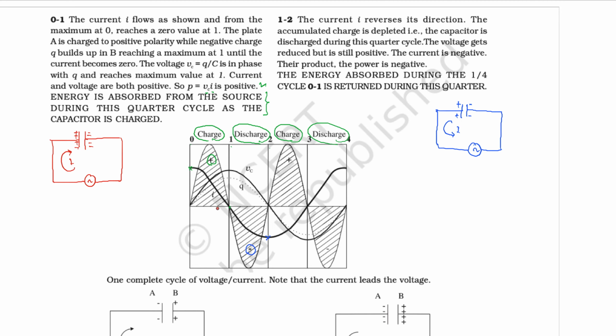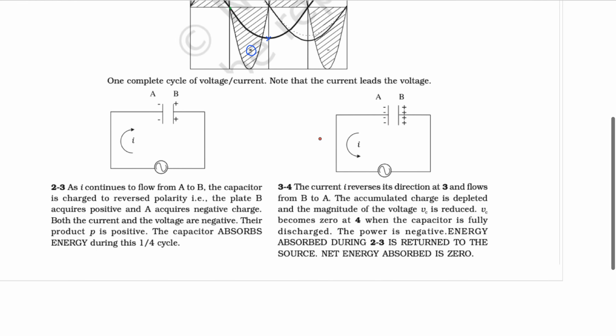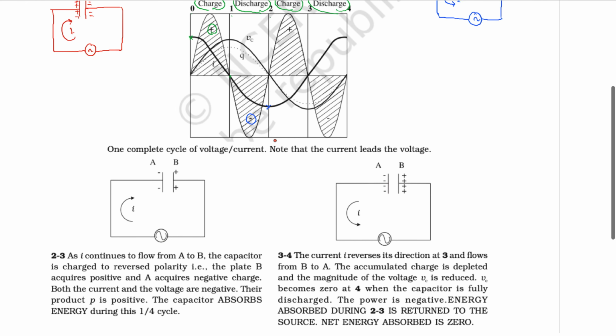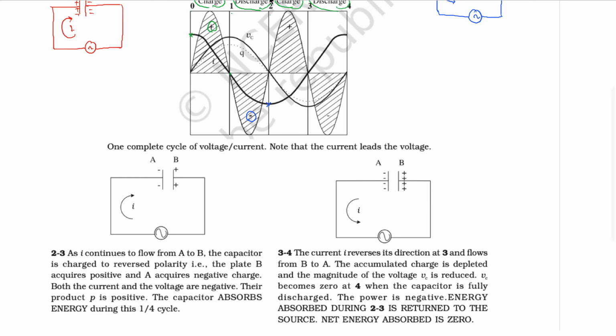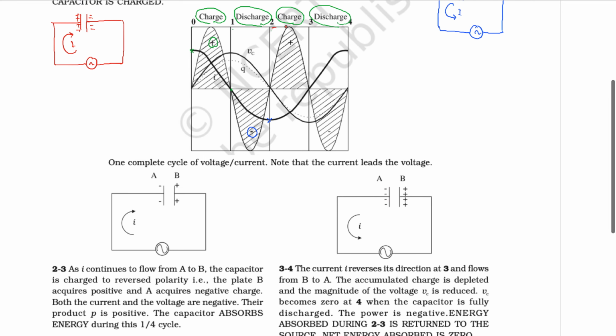So the rest of the part is what I have explained to you. As the power is negative, the energy absorbed during this quarter of the cycle, from 0 to 1, is returned during this quarter. The energy absorbed in the first quarter is returned back in the second quarter. So now the section 2 to 3. Once again the charging process will take place from 2 to 3.